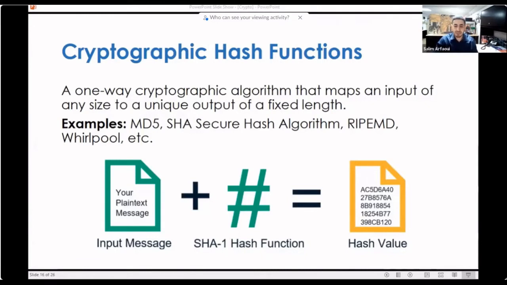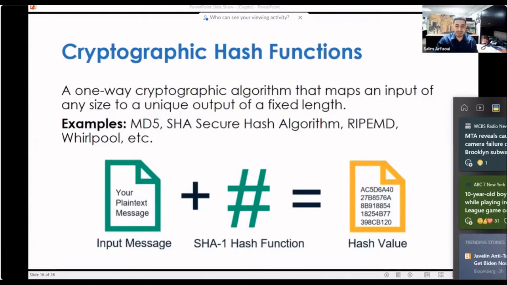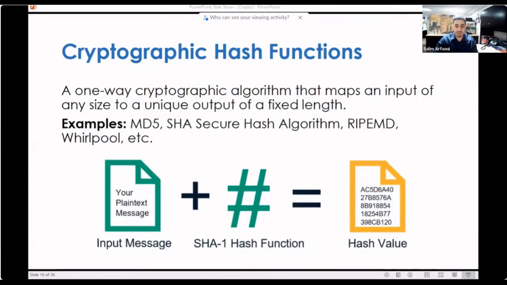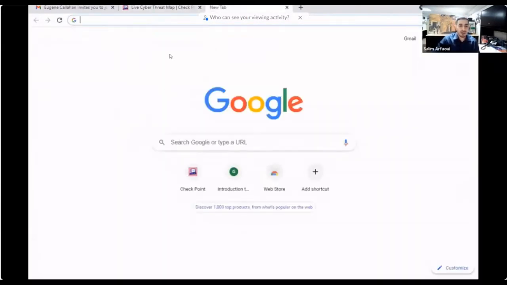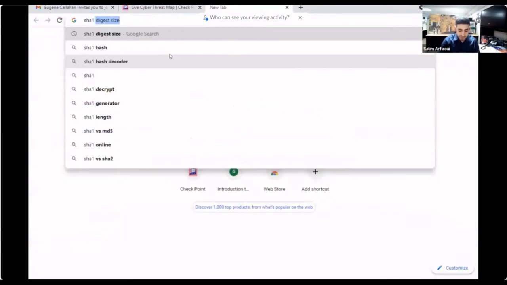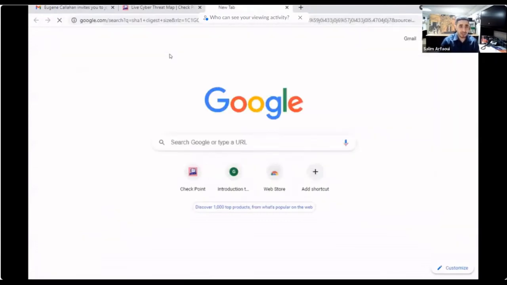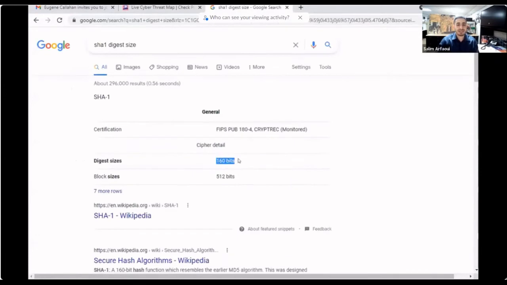Let me just look up SHA-1, which is Secure Hash Algorithm 1. I think it has a fixed size message digest of 160 bits. I need to look that up in a second. Okay, let's see. So SHA-1 digest size. Yeah, there it is. So SHA-1 is a 160-bit size digest. So no matter what the input size is, it's always going to be hashed into 160 bits.